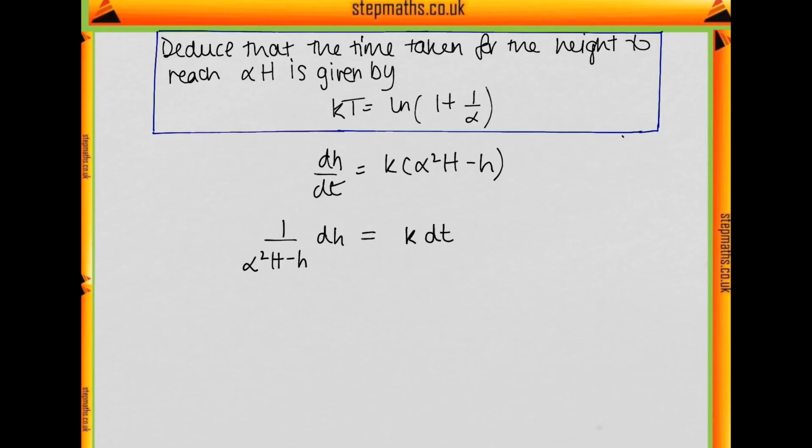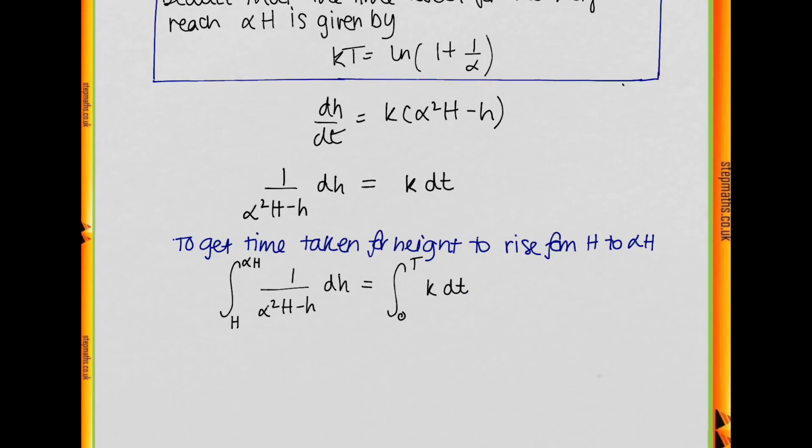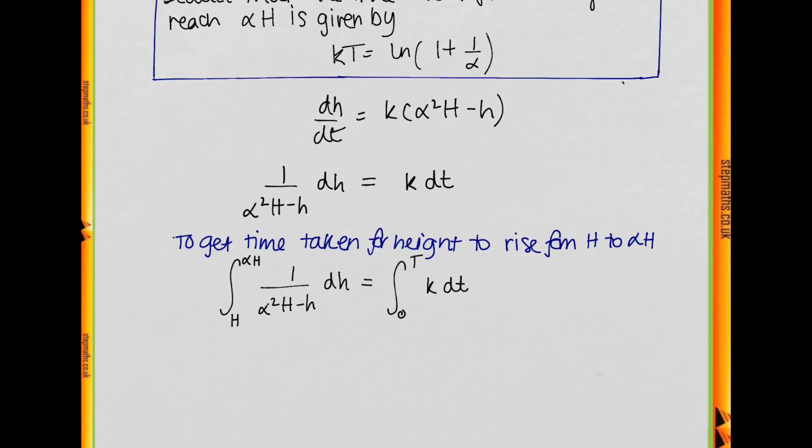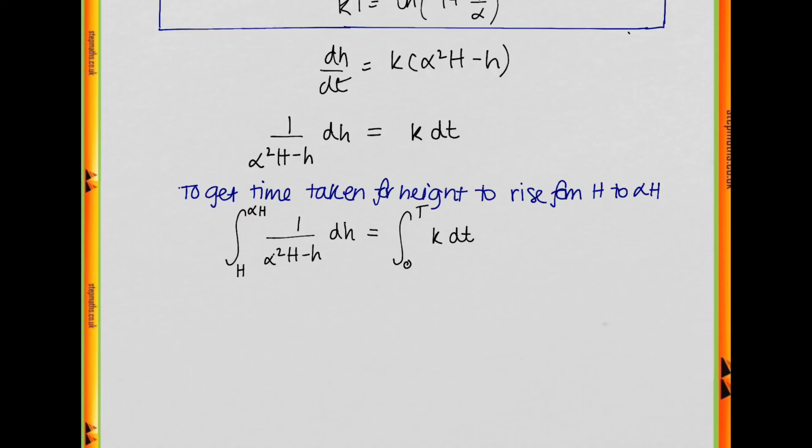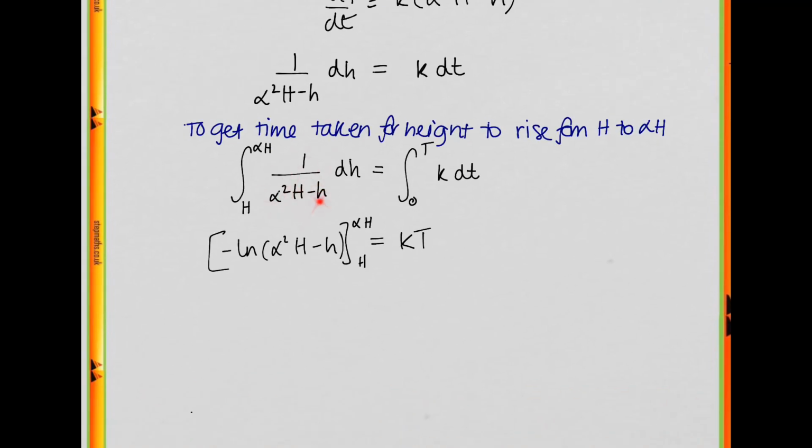Now, because we want to find the time taken to reach a certain height, the best thing to do is integrate between limits. So we want to integrate between big H and alpha big H here, because the height goes from big H to alpha big H, and we want to integrate between 0 and big T here, because time goes from 0 to T. So taking that integral between each of the limits, we get this equation here, and if we integrate both sides, we get this being minus ln(alpha squared big H minus h), the negative comes from the minus here, evaluated between big H and alpha big H equals kt.